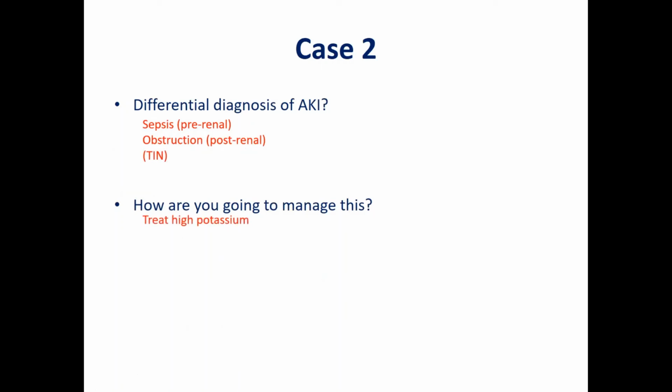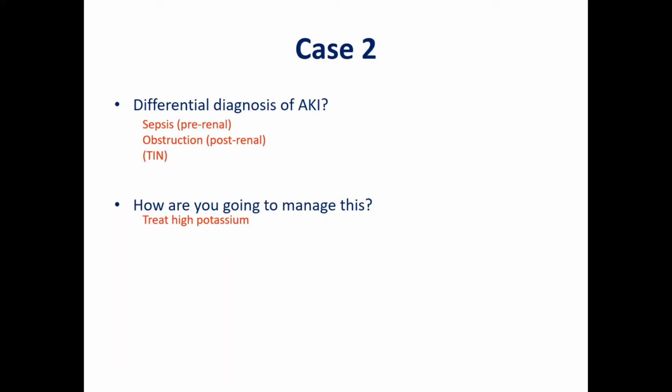How are we going to manage this? Well, firstly, it goes back to ABC. Firstly, we're going to get his blood pressure. We're going to stabilize him hemodynamically. The thing that's going to kill him first will be his hyperkalemia. And so we're going to treat the high potassium. I haven't talked about ECG changes because I know that Jamie's just talked about that, but we're going to treat the high potassium. And that's going to be with insulin dextrose.